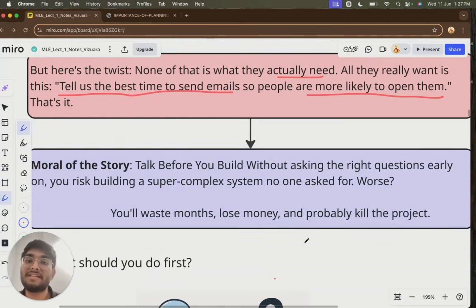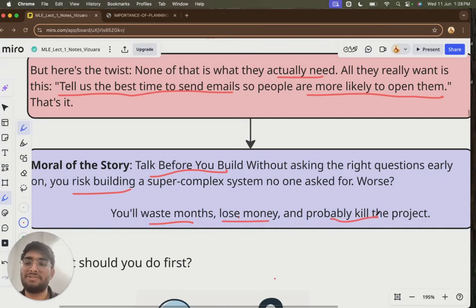That's why we emphasize that your communication skills are equally important as your technical skills. So don't hesitate to ask correct and important questions if you want to develop a product and make it successful. So talk before you build. Without asking the right questions early on, you risk building a super complex system that no one asked for. That is the worst. Why is it worse? You'll waste months, you'll lose money, and you will probably kill the project.